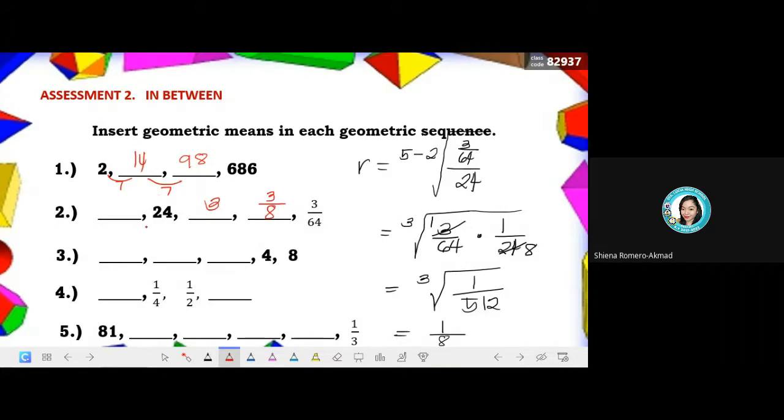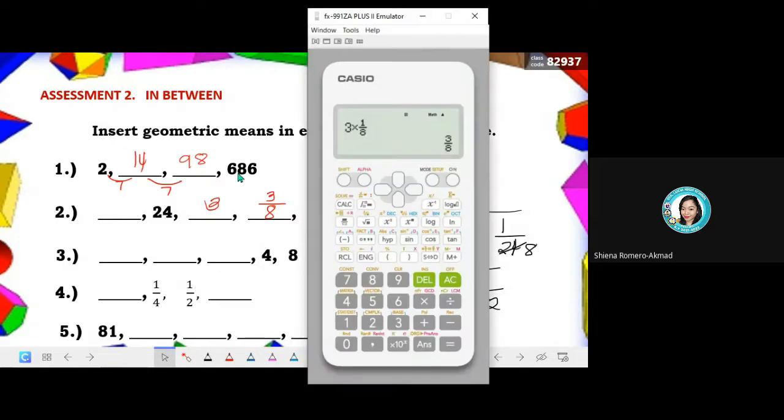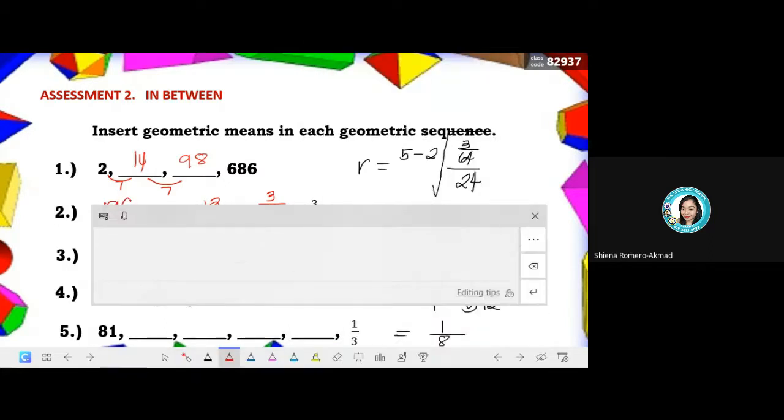How about this one? So, dahil nandito si first term ang hinahanap natin, all we have to do is to divide. Okay, so magde-divide tayo. Calculator natin para mabilis. So, we have 24 divided by yung fraction, which is 1 over 8. We have 192. So, sana nakikita nyo sa screen ko, no?